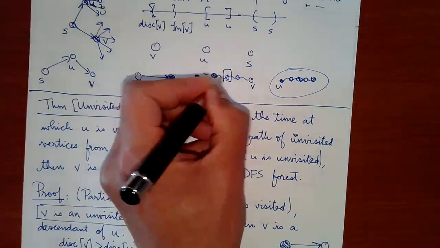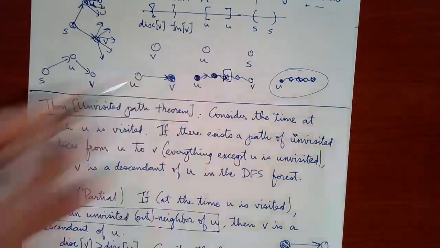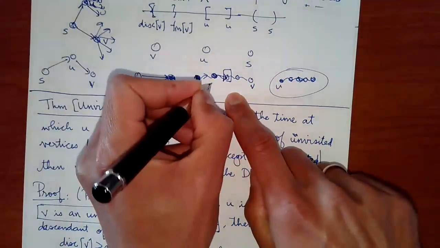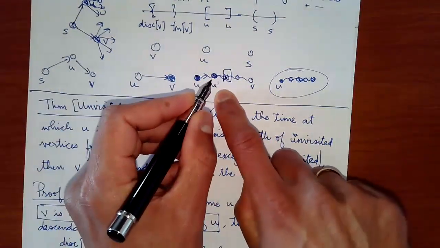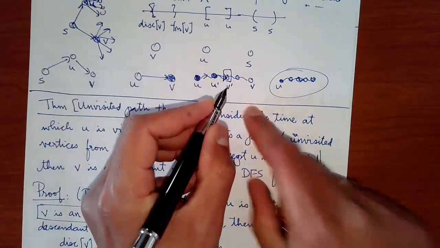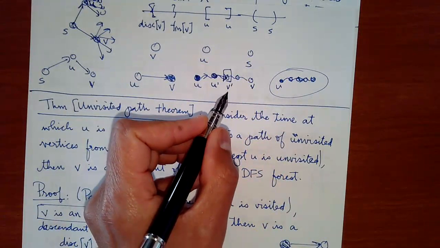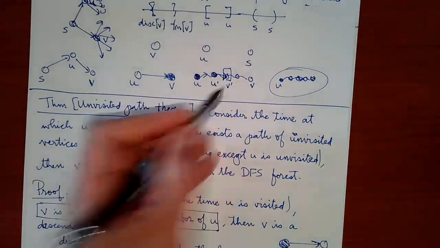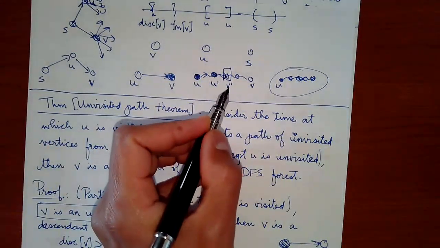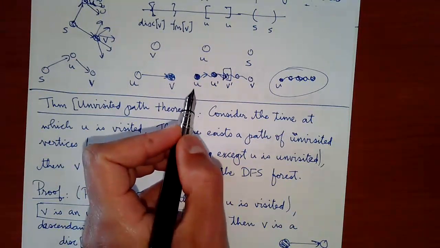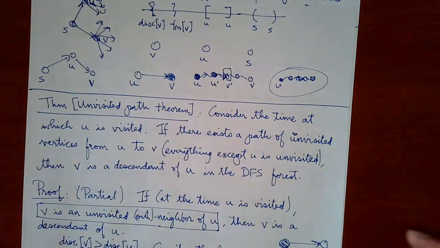And then you look at what happens to this edge in this argument over here, that when this vertex is visited, so I'll call this U prime, when U prime is visited, V prime must have been unvisited. Again, you use similar arguments here. So therefore, that means that V prime is actually a descendant of U prime, but U prime was a descendant of U. Therefore, V prime is a descendant of U. Contradiction.